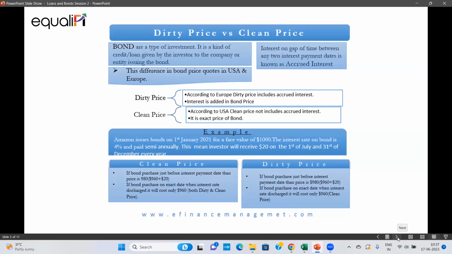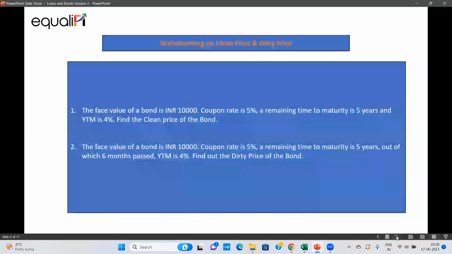So how do you calculate? So if you look at the example, if the bond is purchased before interest payment due date, we will have a problem after this also, where we will do a bit of brainstorming. So if the bond is purchased just before interest payment date, then the price is, say 20 is the interest, then the price is 960 plus 20 is 980, right?